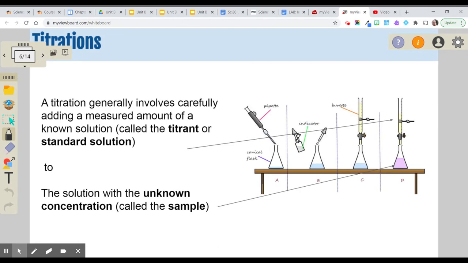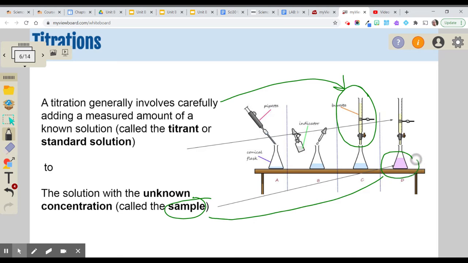So we're going to go step by step again, what a titration is, but let's just look at a few different terms. So a titration generally involves carefully adding a measured amount of a known solution called a titrant or a standard solution. And that will be up here in the burette. Okay, so our known is in the burette. And then we're going to add that known solution with known concentration to the sample, which is down below in the Erlenmeyer flask. That's the type of flask, okay? And that's called our sample. So some terms that you want to know, titrant and sample. Titrant on top, sample down below.